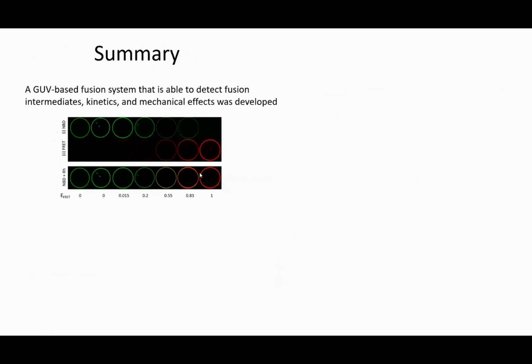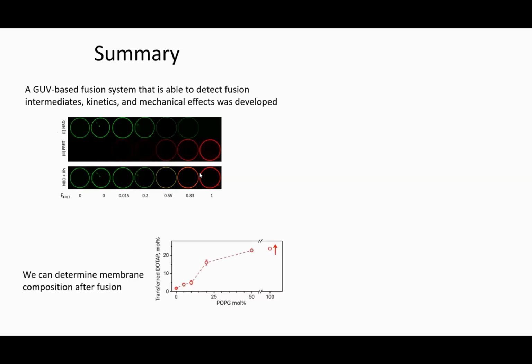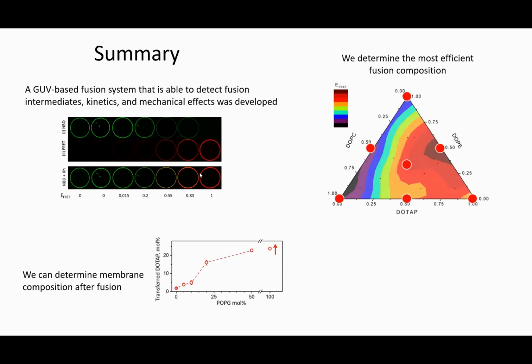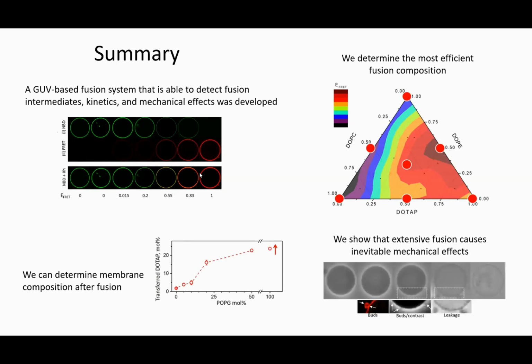With that, I would like to summarize the work, saying that we developed a GUV fusion system that fills in the gap from previous fusion systems, that we are able to determine the composition of the GUVs after fusion, including the number of LUVs that fuse to the GUVs in real time. We determined the composition of the LUVs that most efficiently fuse to the GUVs. And we show that membrane fusion is necessarily associated with mechanical effects, including membrane permeabilization and changes in spontaneous curvature.